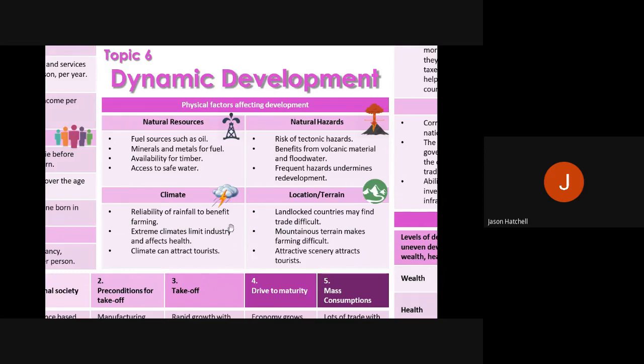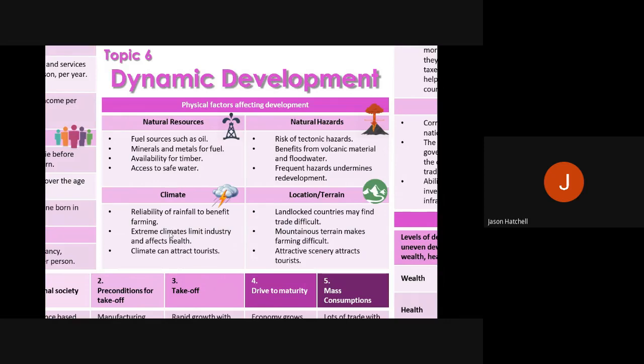Another one just to mention is climate. So the availability of rainfall and frequent rainfall is really important for farming, for example. And it will benefit farmers if there is frequent rainfall. However, if we're in an area such as the Sahara or the Sahel deserts, or anywhere tropical as well, there are other problems with too much rainfall or too little in some cases as well.